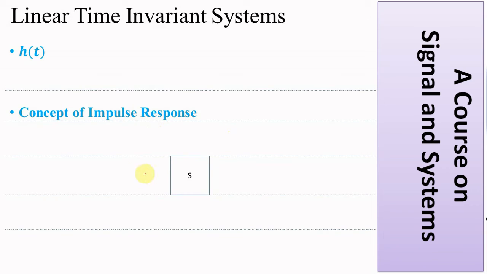So if this is my system, again I apply x(t), which is delta(t), and I measure what is the output, and I write y(t) to be h(t), and this h(t) is called the impulse response of the system, and it is the basic definition used for characterizing linear time invariant systems.